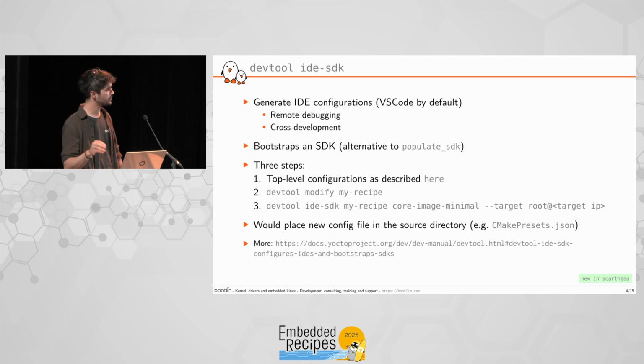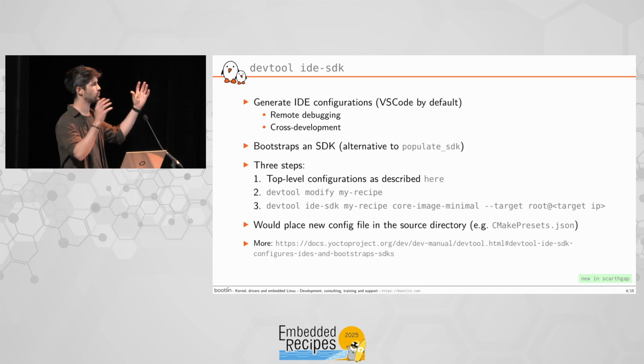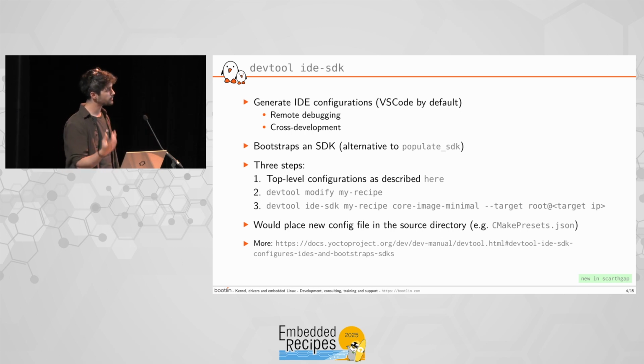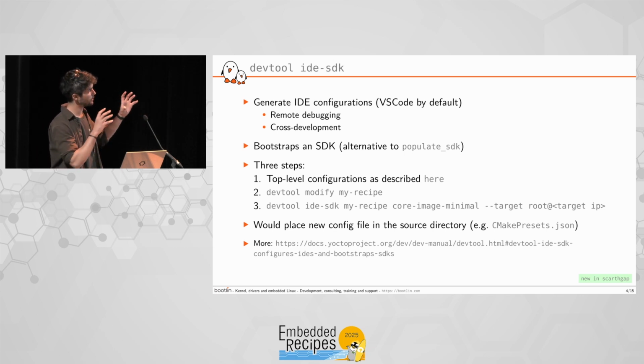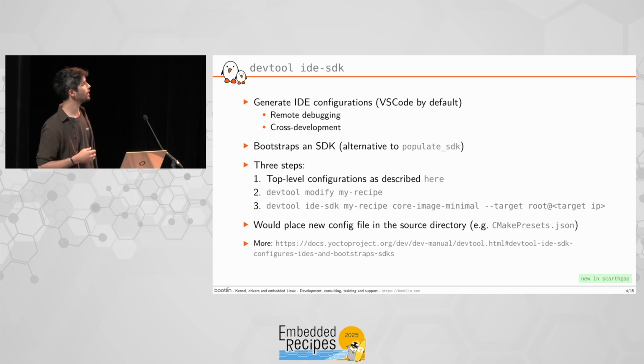Basically, there are 3 steps to set it up. First step is top-level configurations. I'm not going to detail them here, but there is a link in the slide. Then you want to modify the recipe with devtool. If you know devtool already, this will just extract the sources in a directory. The last step is to call the ide-sdk command. This will, combined with an image recipe, create a remote debugging configuration automatically, depending on the framework used by the recipe. So it must be supported, but if it's a CMake or Meson recipe, it should work.